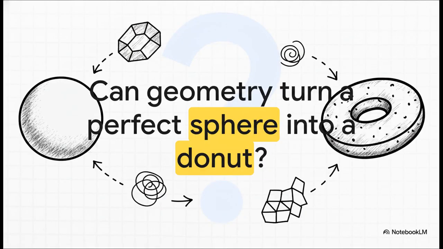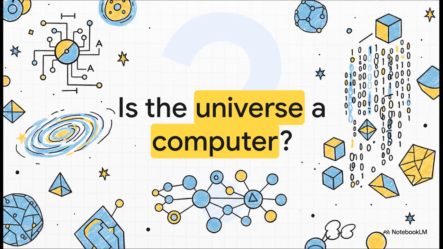So, to get our heads around this, let's start with a kind of weird question that the theory itself poses. Is it possible to use nothing but pure geometry to transform a perfect, featureless sphere into something totally different, like a donut? I mean, it seems impossible, right? But AGT says that's not even the real question we should be asking. The real question is much, much bigger.